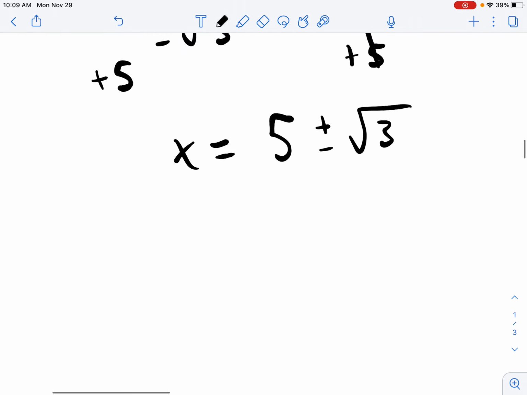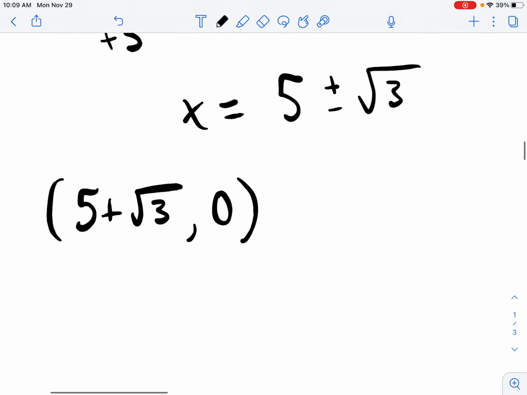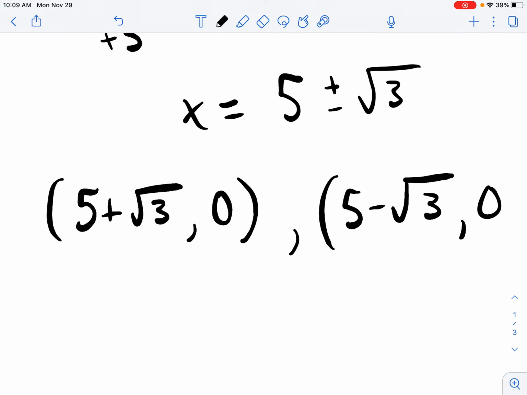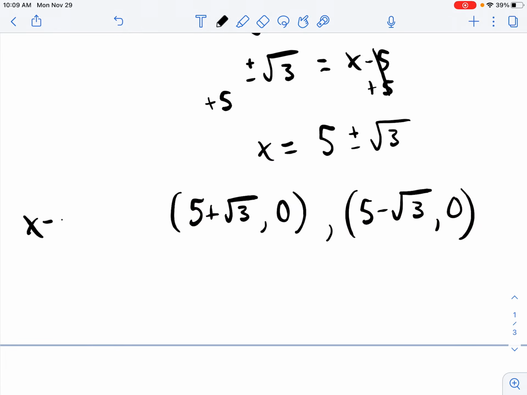Your first value of x is 5 plus the square root of 3, comma 0. That's literally your first solution. And your second solution is going to be 5 minus the square root of 3, comma 0. Now this comma in between is just saying you have two different points. So your x-intercepts are going to be point 1, comma point 2.